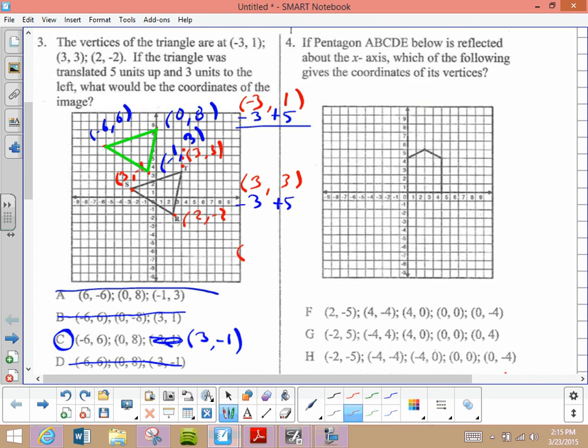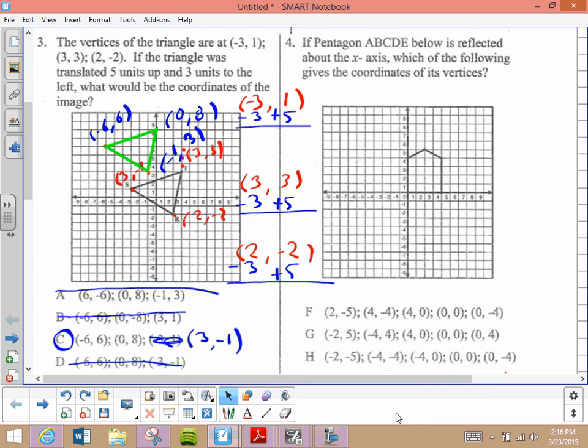And the same thing gets done to all 3 of them. And I know this is not your paper. You should be working on your own paper, right? Yeah. Okay, good. +5 -3. And that should give you the new coordinates for this numerically.